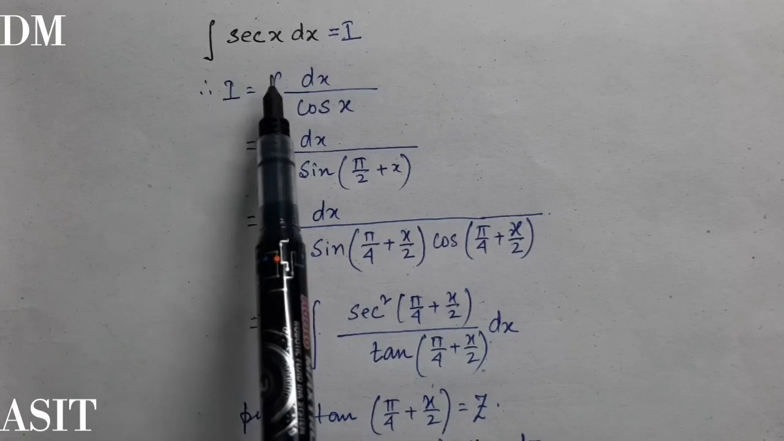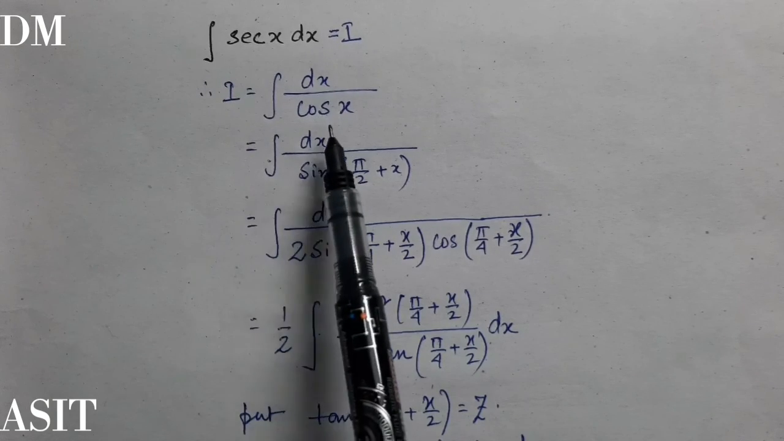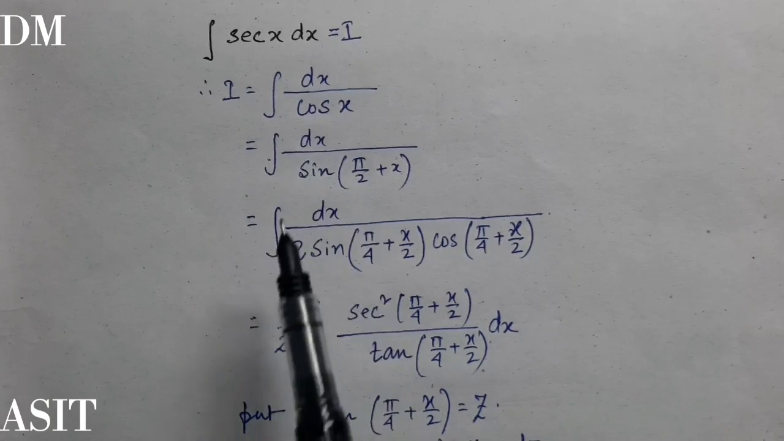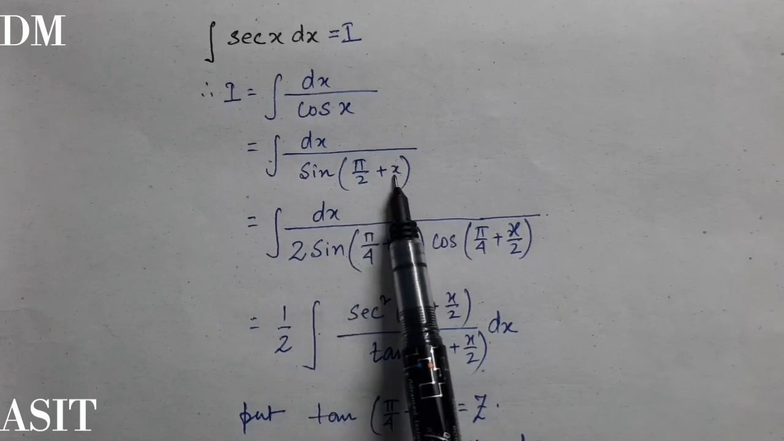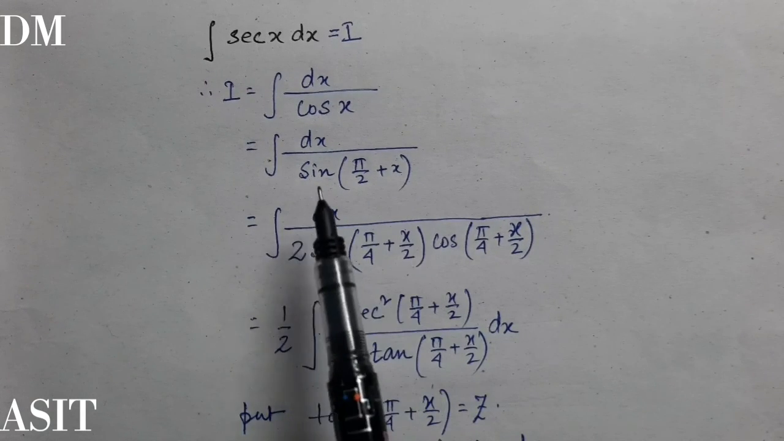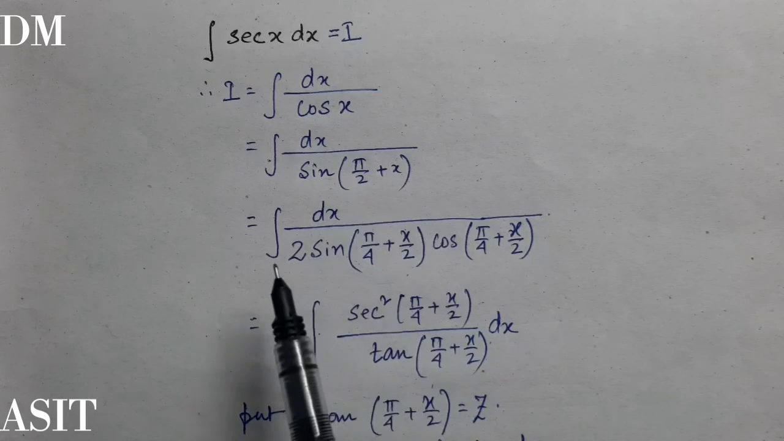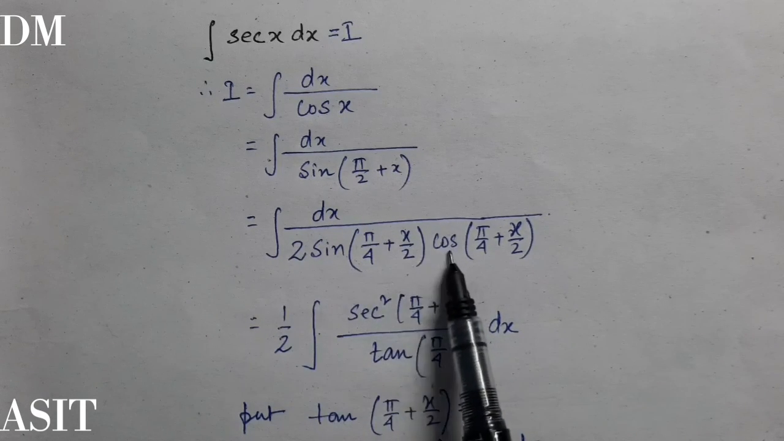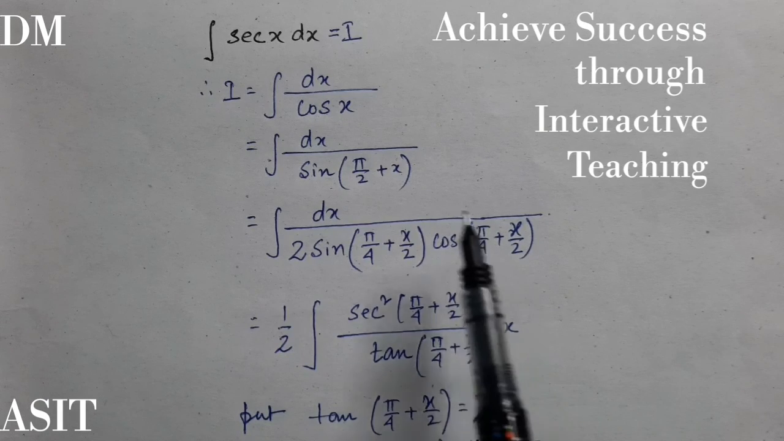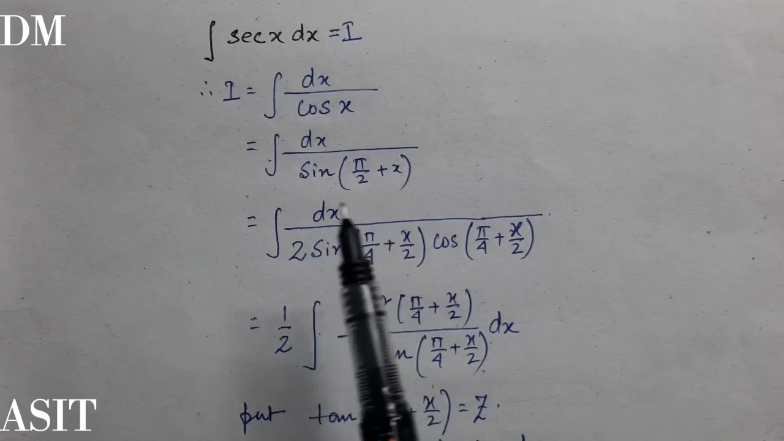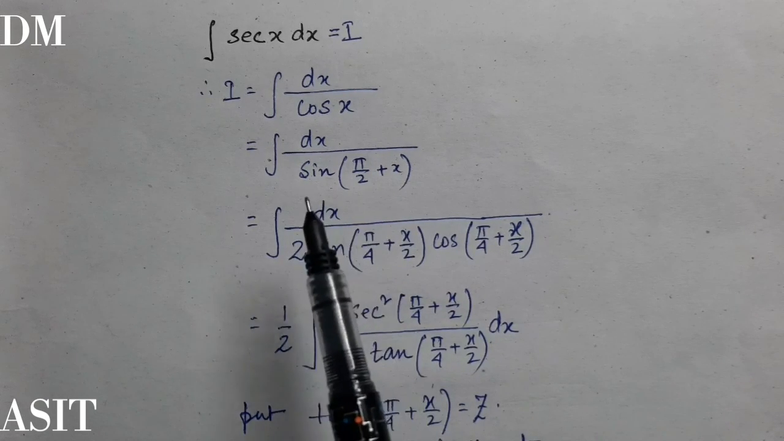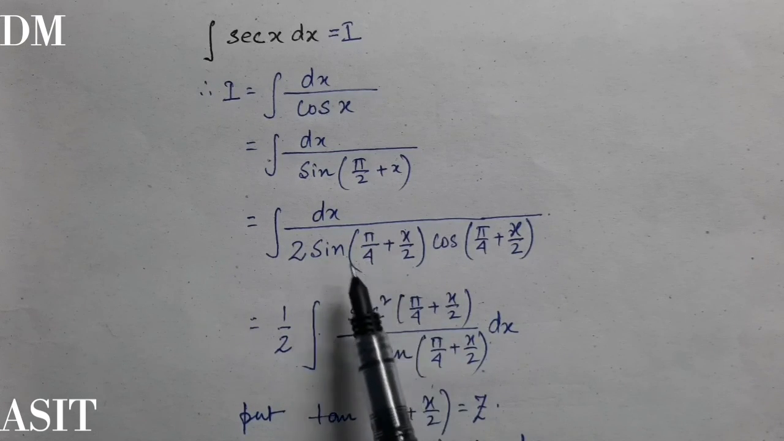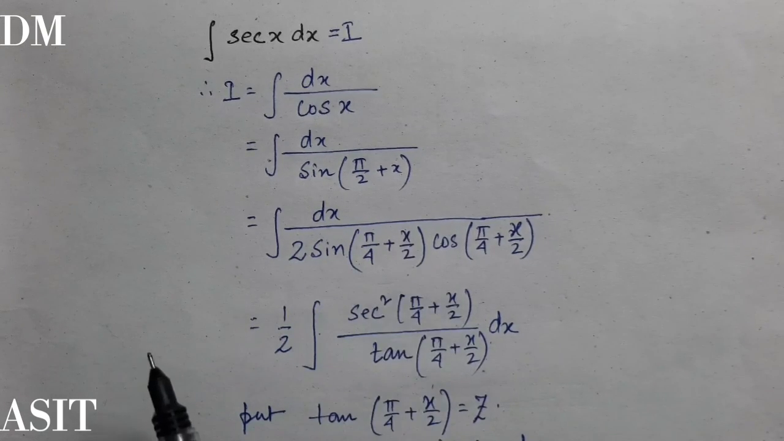Now as we know that secant x can be written as 1 by cos x, and again we can write cos x as sine of pi by 2 plus x. Now this sine pi by 2 plus x can be written as 2 sine pi by 4 plus x by 2 into cos pi by 4 plus x by 2. I applied the formula sine 2 theta, which is 2 sine theta cos theta. So here theta is actually pi by 4 plus x by 2.